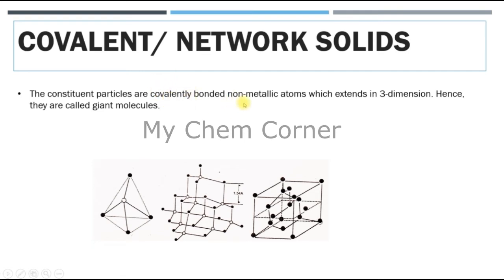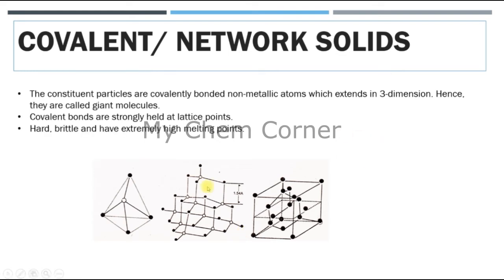Between what? Between non-metallic atoms which will extend in 3 dimensions. So because they are extended in 3 dimensions, they will also be called giant molecules. Covalent bonds are strongly held at lattice points. It's not really easy to break diamond. Why? Because they have very strong covalent bonds. Because of that, they are hard, they are brittle and have extremely high melting point, higher than ionic solids.